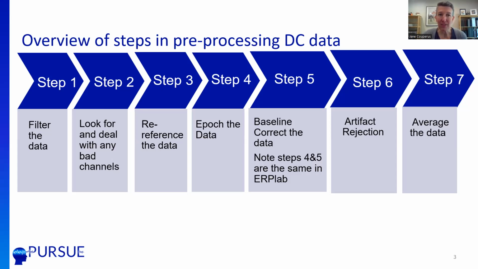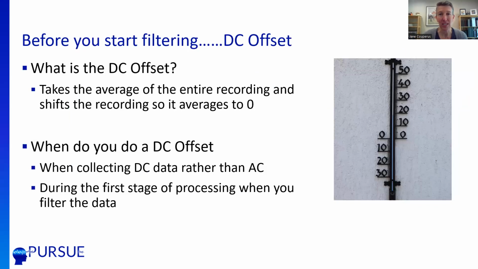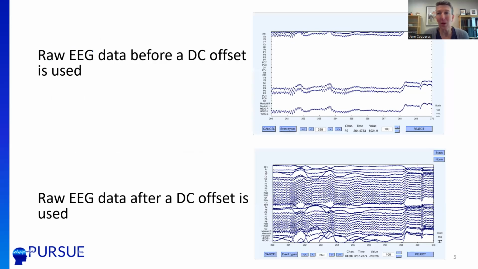But before we even get to filtering the data, because we have DC data, we have to do something called a DC offset. This is taking the average of the entire recording and shifting the recording so it averages out to 0. We want to do this because depending on where we're recording, we might be starting at a different level. It's just a voltage, high or low. And so we want to make sure that all of them are averaging out to 0 so that we can kind of bring them into alignment with each other. If we don't do this, we may have trouble looking at our data in comparison to each other.